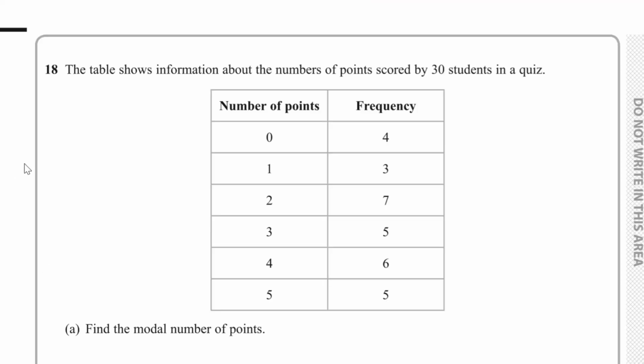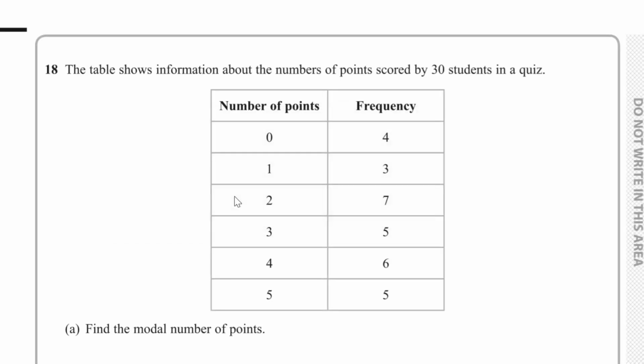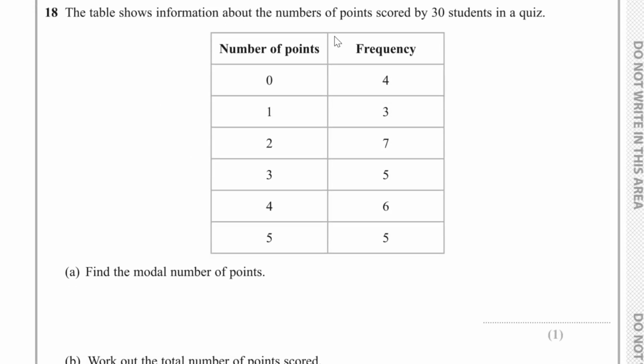Now for question number 18, the table shows information about the number of points scored by 30 students in a quiz. We have to find the modal number of points. Well, the mode, that represents the most common. So mode means most common. And we can find out what the most common is. That will be the one with the highest frequency, which corresponds to 2 points. So we have 2 points.